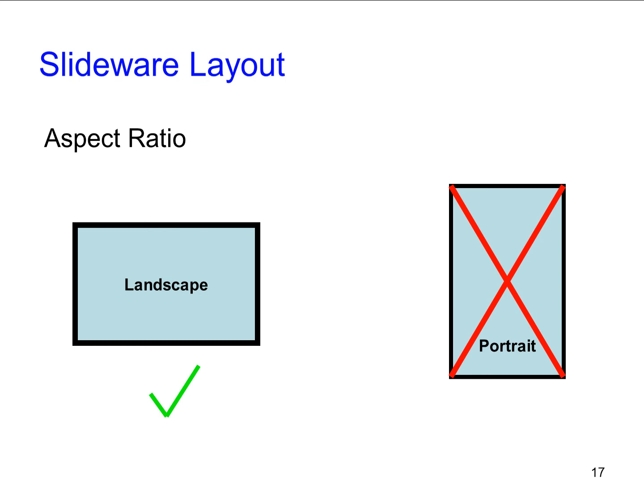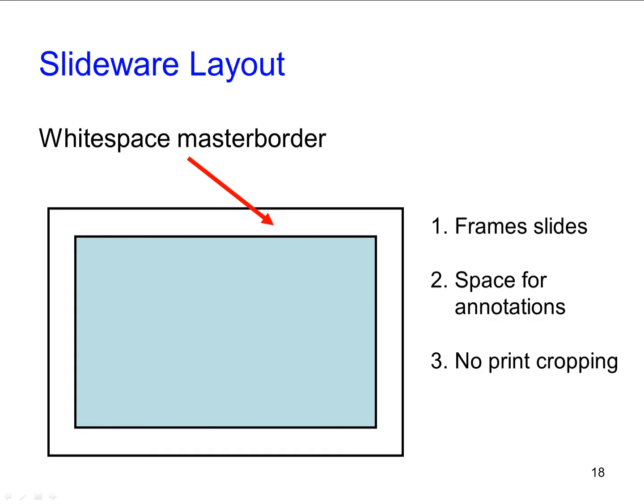The first recommendation is to always present slides in landscape and not portrait orientation. Most screens are wider than they are high, and portrait orientation doesn't effectively utilize the available screen real estate. The next suggestion is to always leave a white space master border on the periphery of your slides. Apart from framing the content, this provides space for annotations and ensures that portions of the content won't be cropped if they lie outside the page boundaries of a printer.